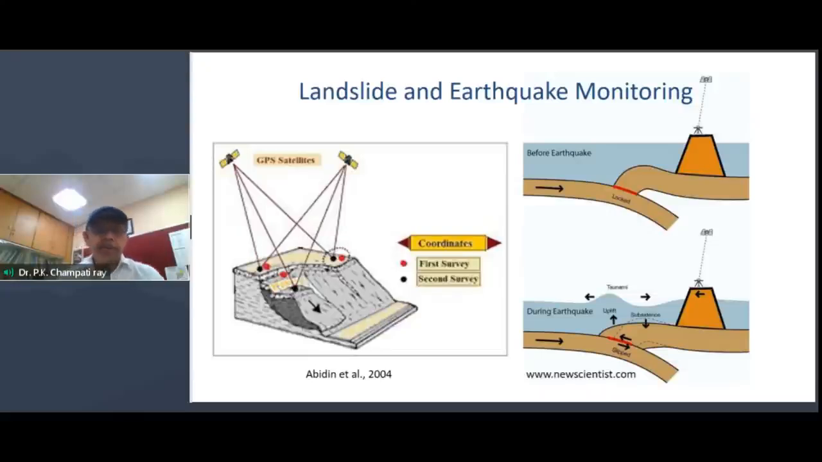So with GPS satellites, you can actually monitor landslide movement. Landslide movement varies from a few centimeters a day to a few millimeters. Sometimes it could be catastrophic. Suddenly, the entire landmass will slide. So all that can be monitored if you have a sensor or receiver on the landslide mass and a reference point in the surrounding areas.